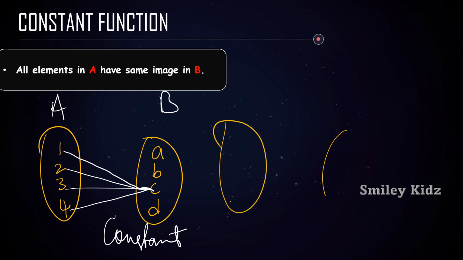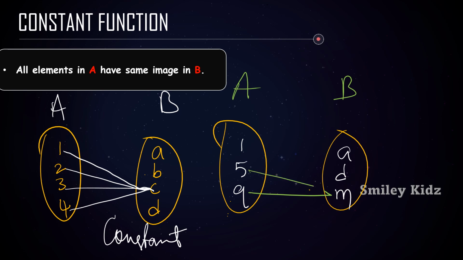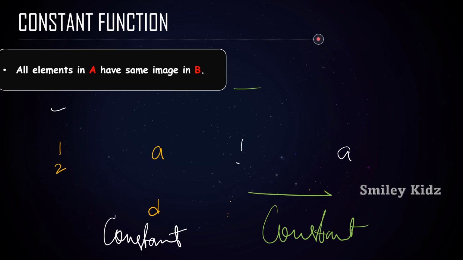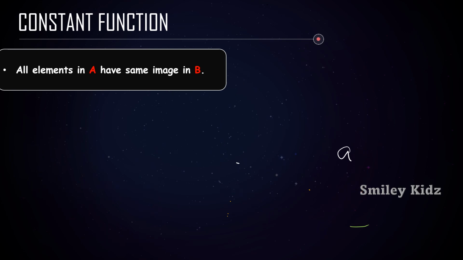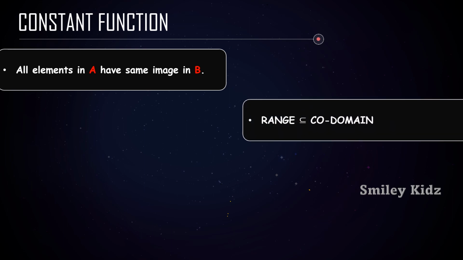Now, let me put on another example. This is way too simple. Let's say 1, 5, 9 and A, D, M. Now, let's say I'm mapping 9 to M. Then every element in A should be mapped with the same image, that is M. This is a constant function. Alright, these were the two examples. One more thing that you gotta keep in mind is your range is always a subset of codomain.